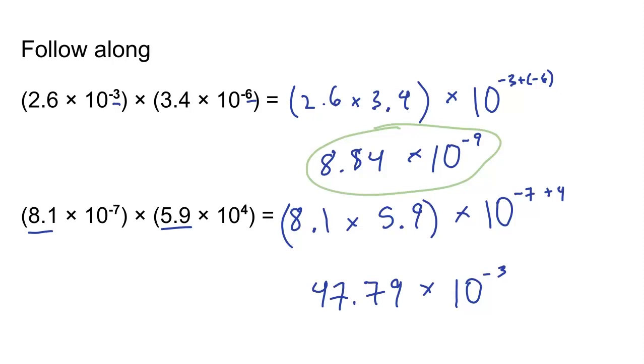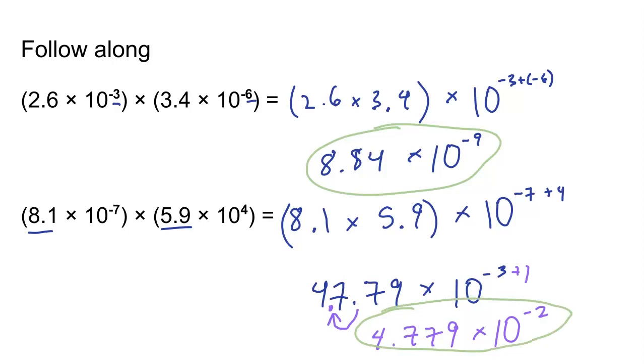But here you can see that the coefficient is greater than 10, so you need to move the decimal point one place to the left. So the new coefficient becomes 4.779 times 10, and in this case, since you move the decimal point one place to the left, which made it 10 times smaller, you need to offset that by adding 1 to the negative 3. And negative 3 plus 1 is negative 2. So my final answer is 4.779 times 10 to the negative 2nd power.